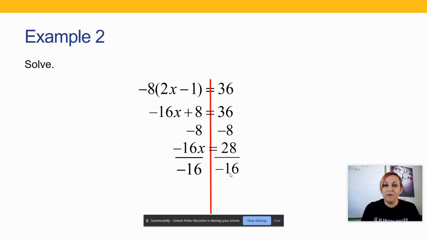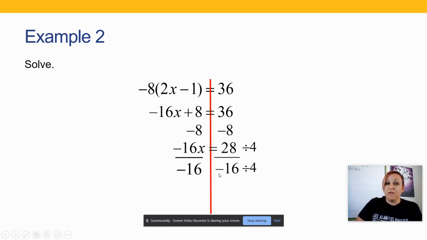When you're simplifying a fraction, you're going to try to find a number that the top and bottom numbers can both be divided by. You want to try to find the biggest number, so you only have to divide once. So I know that 28 and 16 are both divisible by 4. So I'm going to divide by 4.